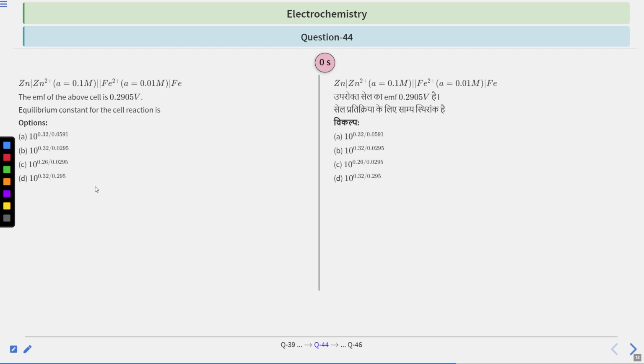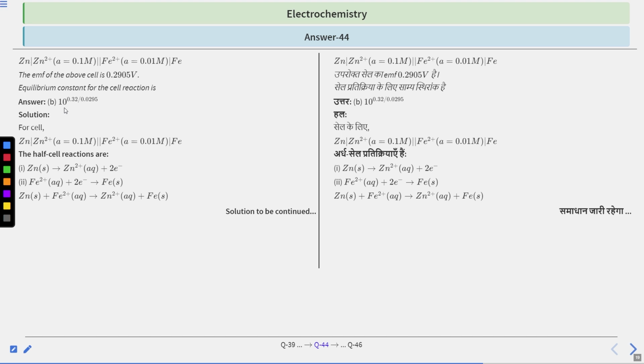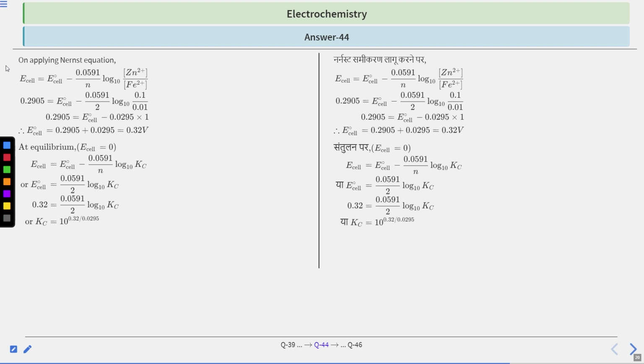Okay, let's see. The correct answer is option B. For the cell given in the question, the half-cell reactions are: zinc giving Zn2+ plus 2 electrons, oxidation is happening; and Fe2+ plus 2 electrons giving iron, reduction is happening. The overall reaction is the sum of these two, which is Zn plus Fe2+ giving Zn2+ plus Fe. Now we apply the Nernst equation.